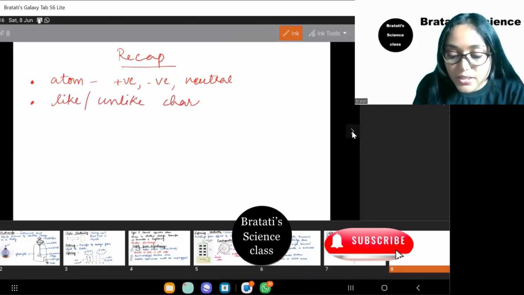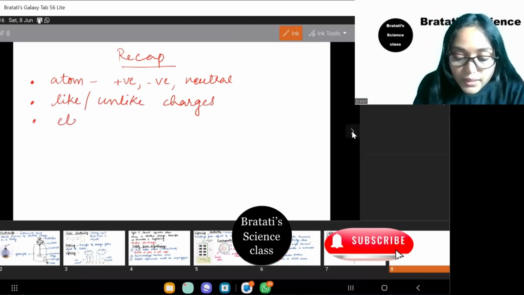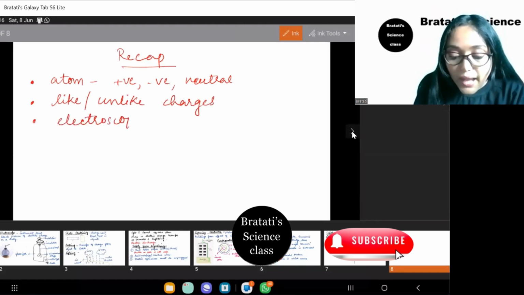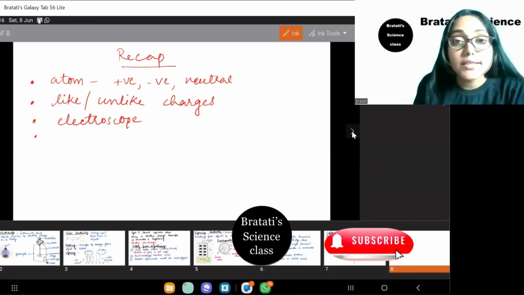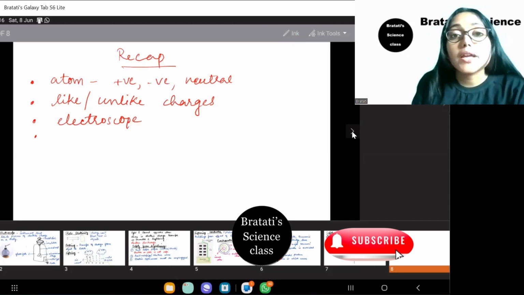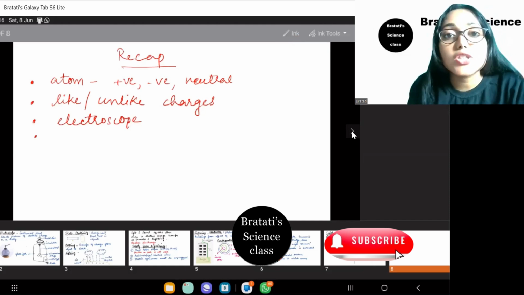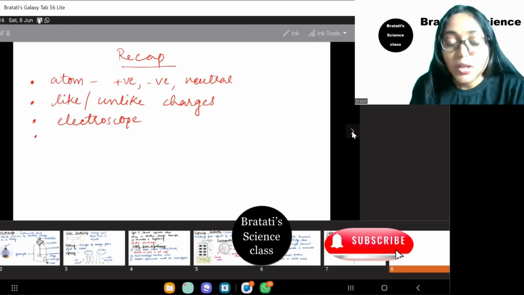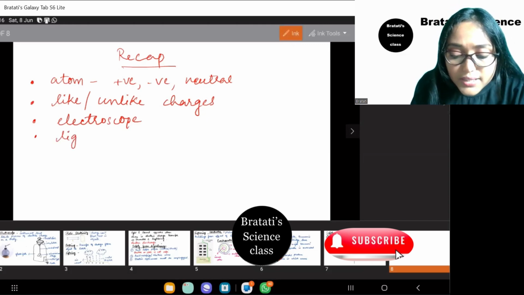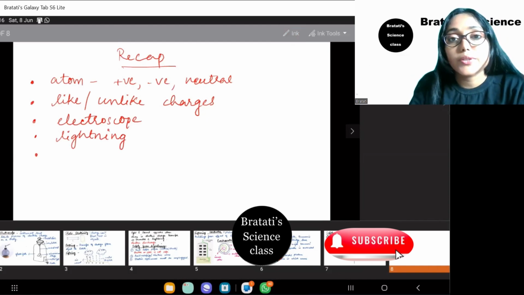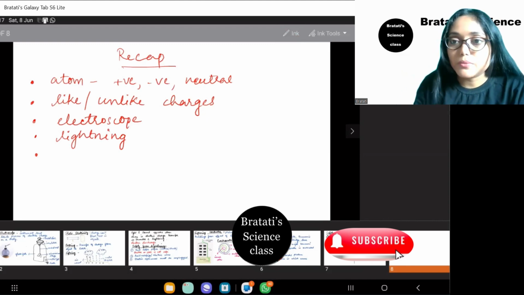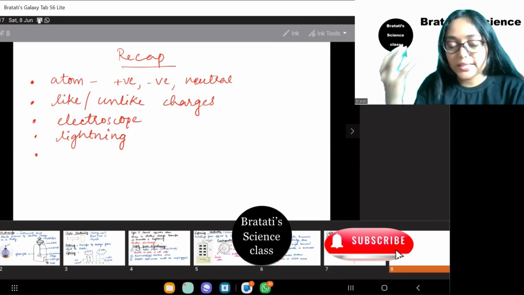Then we have seen like charges and unlike charges. We covered the electroscope, how to create an electroscope at home, and what the use of an electroscope is: to detect the minute presence of electricity or charge in any object. Then we moved to how like charges repel each other and opposite charges attract each other. We moved to lightning. What is the reason behind this natural phenomenon of lightning, about the clouds and air currents, and how the water currents and the air currents cause the electric discharge of charges, which causes lightning. This is the larger version of the sparking that we can see.